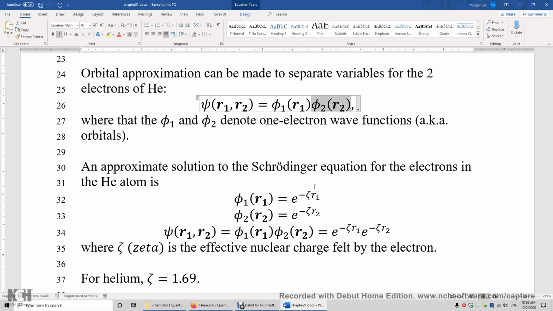So I want you to imagine this case. You have a one electron system. Okay, there's only one electron and one nucleus. And inside the nucleus, you have 1.69 protons. It's not one proton, it's not two protons, it's 1.69 protons. And then you solve the Schrodinger equation for that one electron system, and you will get this wave function, e to the power of negative 1.69 times r for that electron.